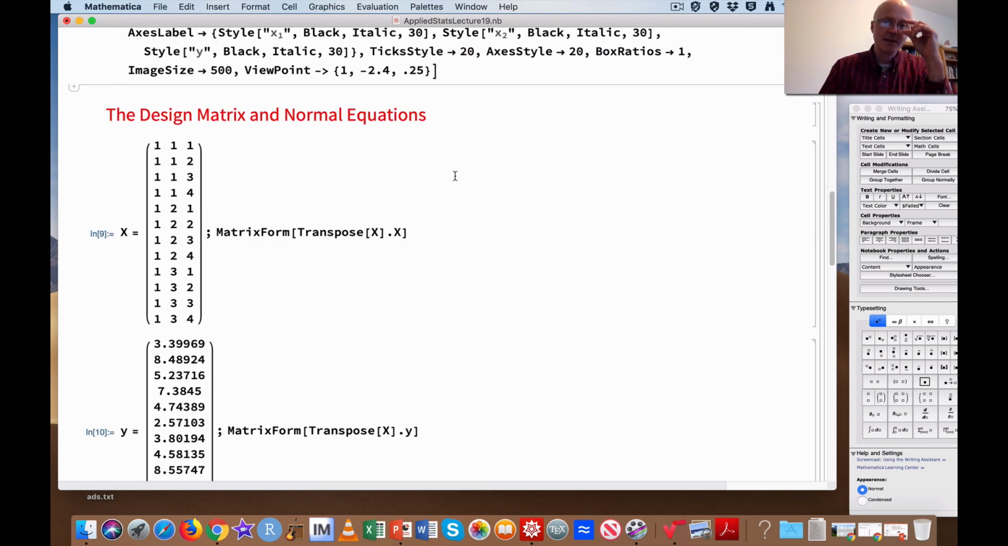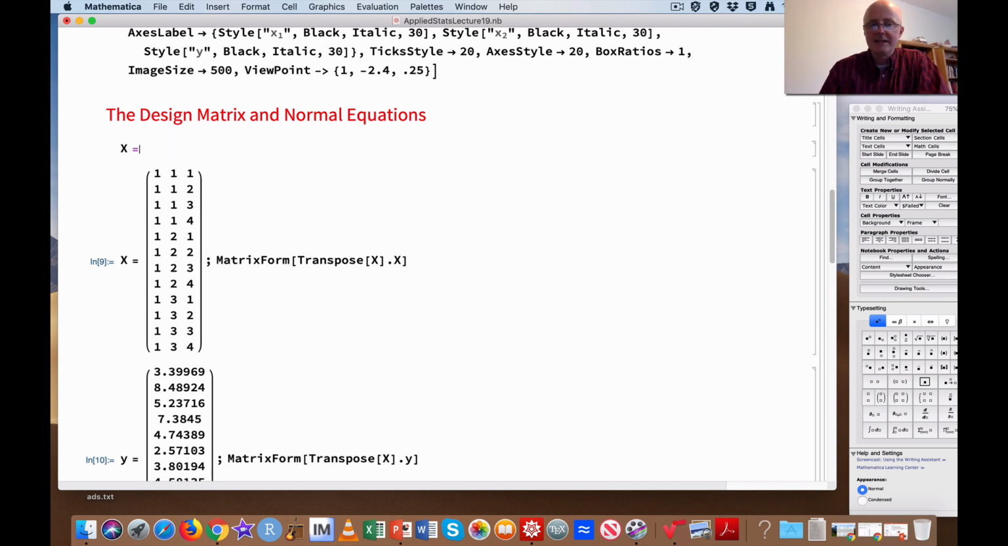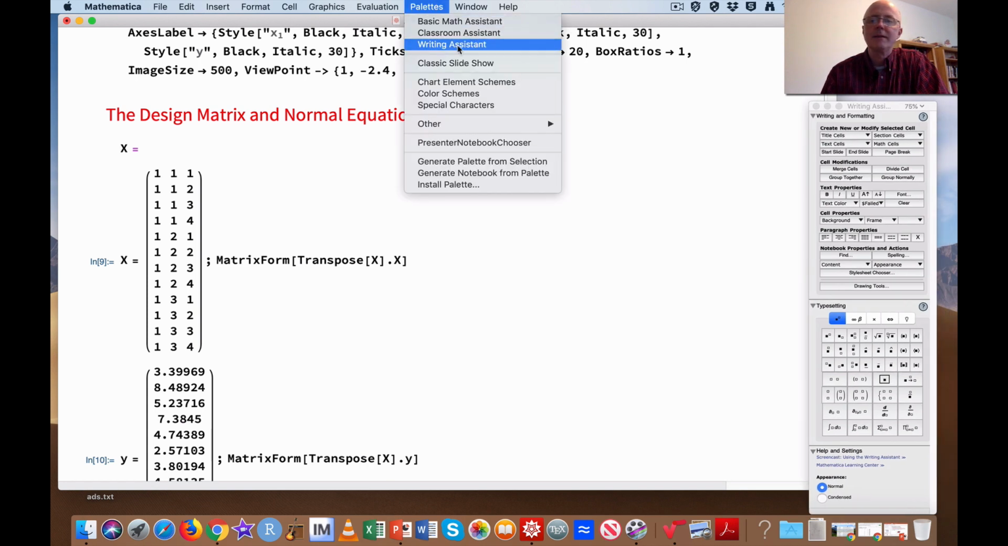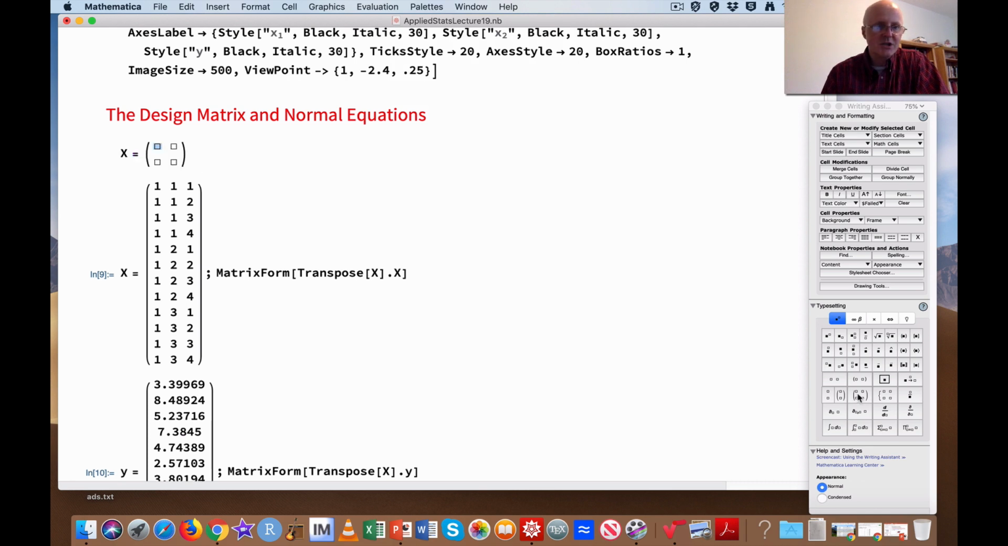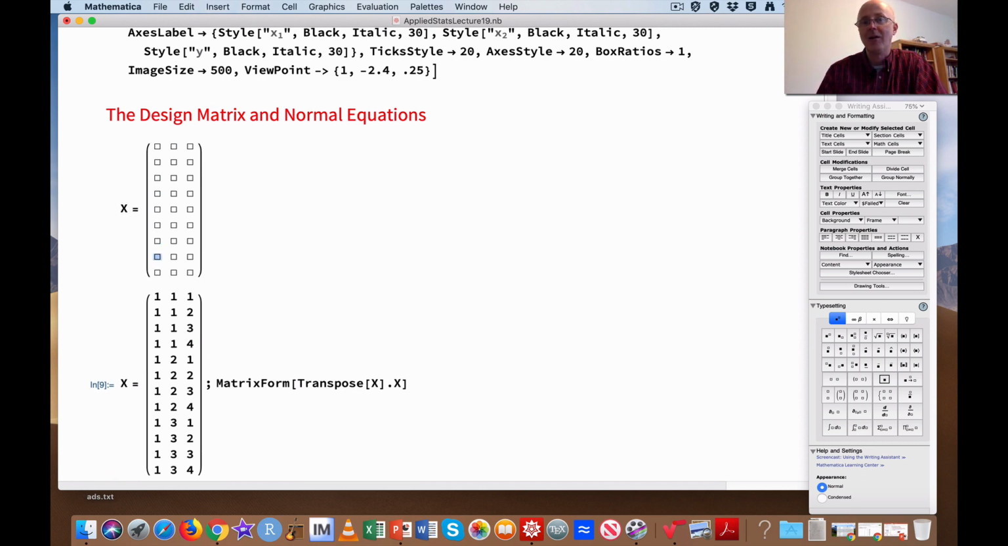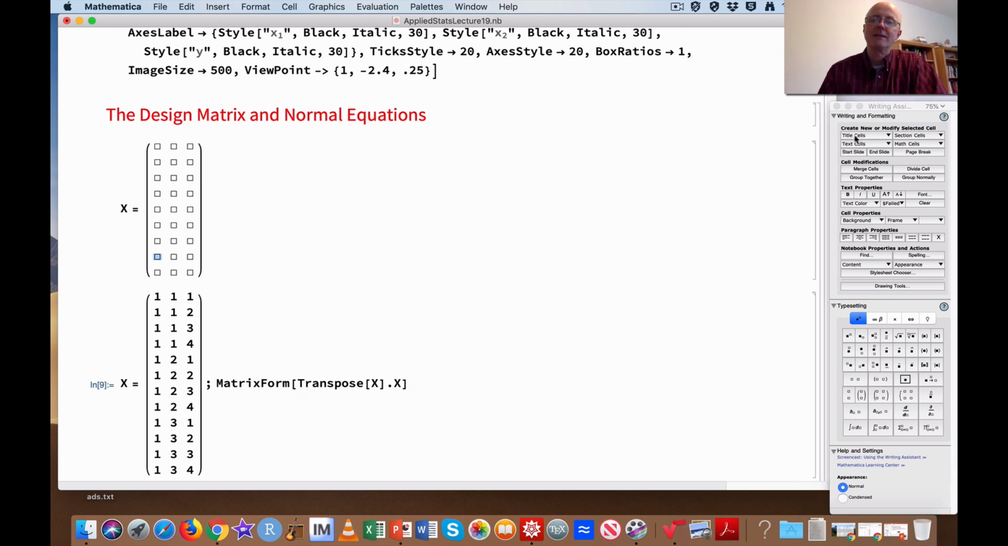Okay, let's think about it in terms of the design matrix and normal equations as well, which my students should be able to do. So here I plugged in the design matrix. And by the way, for my students, and anybody else who's interested, to plug in such a matrix, I can use this writing assistant, which you can get from the palettes menu, right there. And you can enter a matrix initially as 2 by 2. And if you want to enter another column, you can do a control comma that adds a column. And if you want to enter more rows, you can do a control return that enters more rows. So this was how I made the matrix. That's a nice way to do it if you use this button in the palette here.